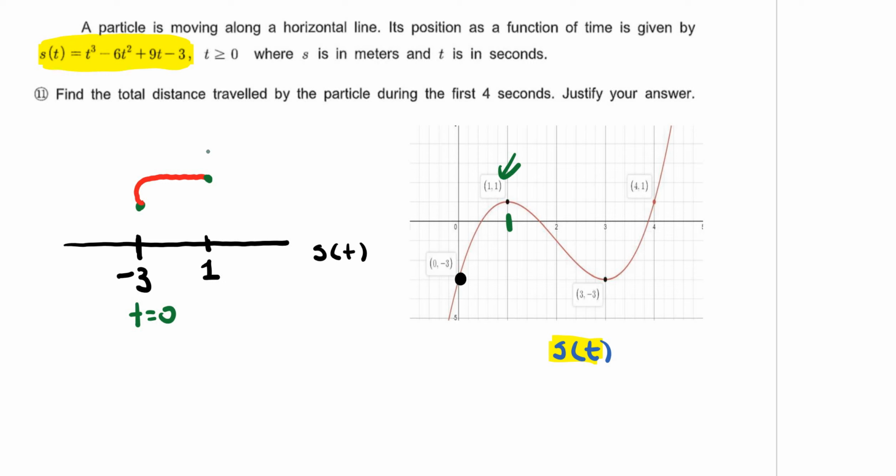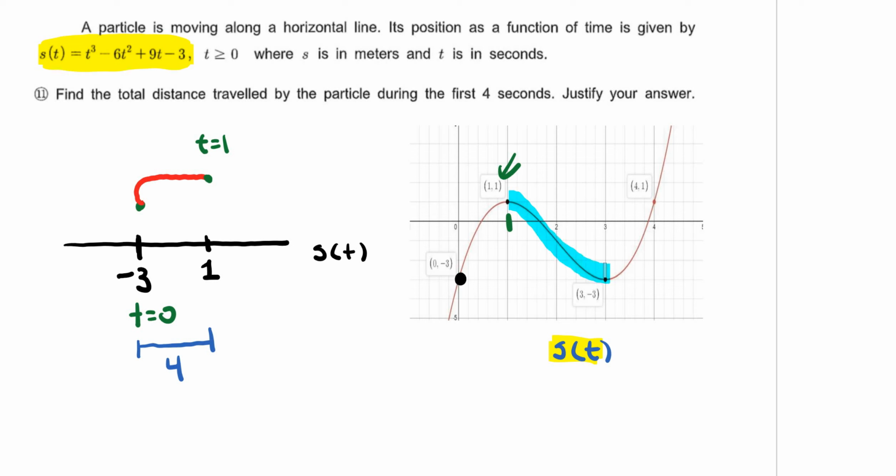And this is at t equals 1. Okay, so from t equals 0 to t equals 1, if I look at this entire distance right here, basically the particle has traveled 4 meters, right? So to go from negative 3 to 1 in a span of 0 to 1 seconds, we travel 4 meters, right? And then take a look at this region right here.